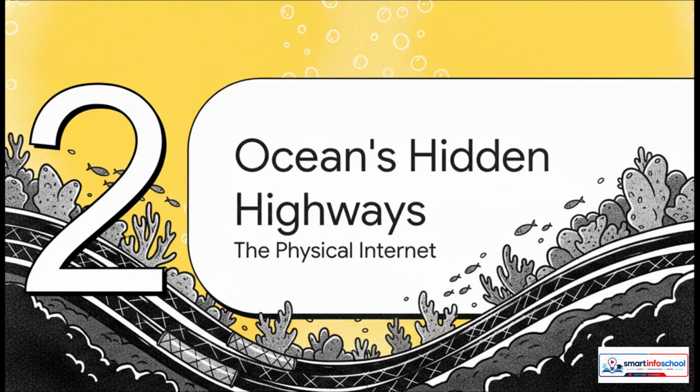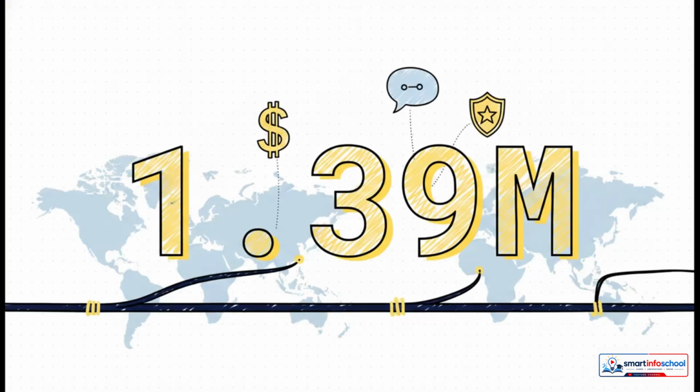That brings us to Section 2, the ocean's hidden highways. Now, those routing paths we just talked about, they aren't just invisible lines of code floating in the ether. They require some seriously massive physical infrastructure. Just consider this staggering number for a second. 1.39 million. That is the number of kilometers of subsea cables currently lining the ocean floor. These literal underwater highways carry roughly 99% of all intercontinental data traffic.